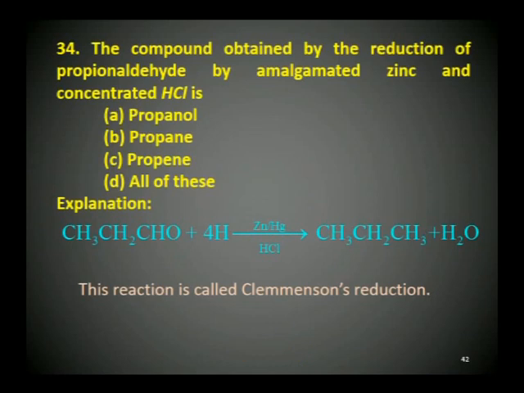Question number 34. The compound obtained by the reduction of propanaldehyde by amalgamated zinc and concentrated HCl is. Whenever we are using amalgamated zinc and concentrated HCl, that reaction is called Clemmensen reduction. When propanaldehyde is reduced in the presence of zinc amalgam and HCl, we produce propane. So the answer is B.